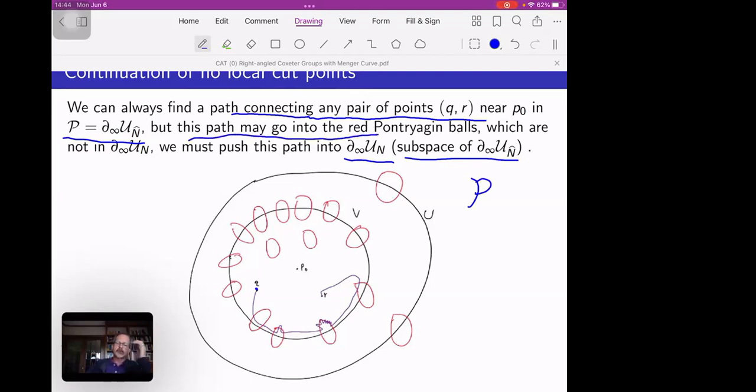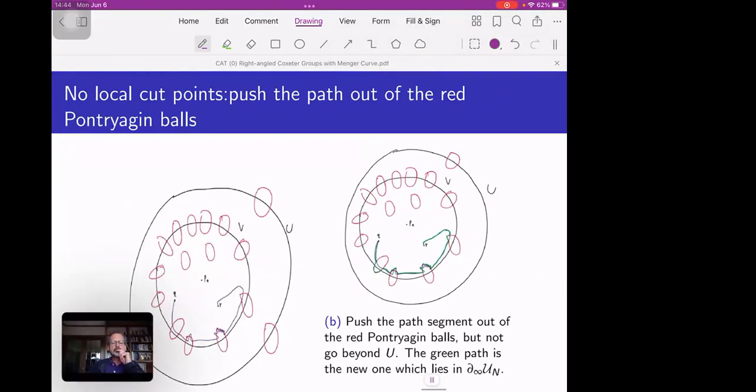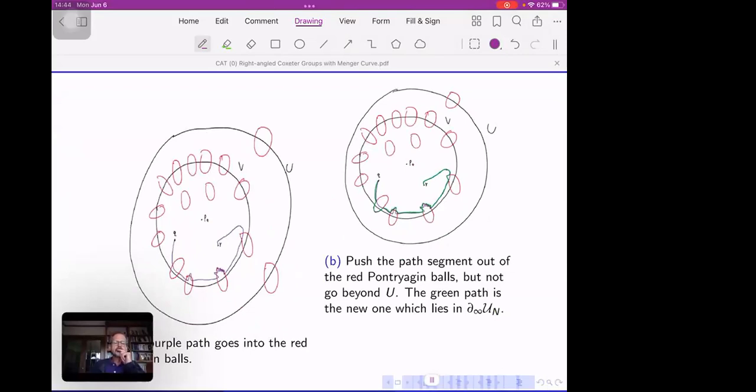into the red Pontryagin balls, like here. This is the purple line, like here. You can see that. So our strategy is to push all of these purple paths out of the red Pontryagin balls.